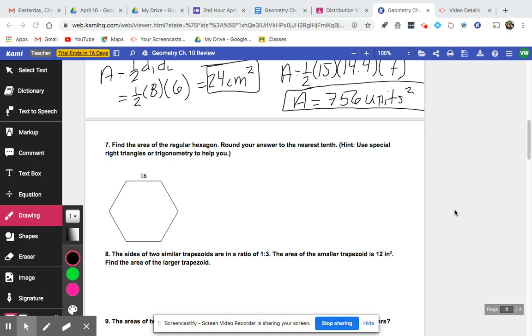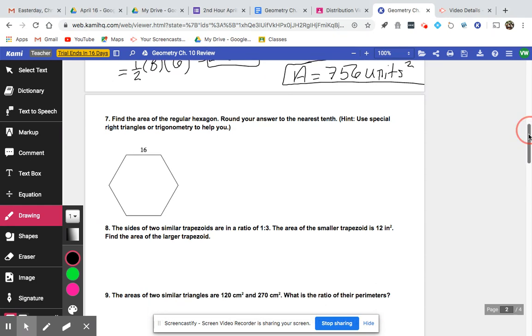This is page 2 of the chapter 10 test review. So this will take us through number 7 through number 13. The next video I will post will be the last couple problems, 14 through 19. So we are going to jump right in with number 7 here.